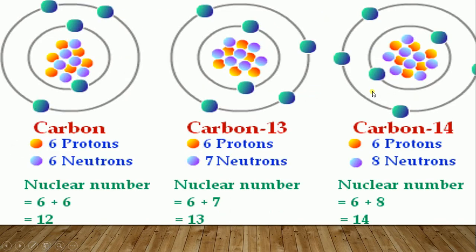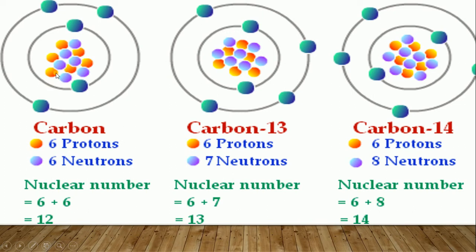Now consider another example, that is carbon. Carbon is an element which is present in group 4A in the periodic table and the atomic number of carbon is 6. Now carbon has three isotopes in nature: carbon 12, carbon 13, carbon 14. The number of protons is shown with the orange balls and the number of neutrons is shown with the blue.